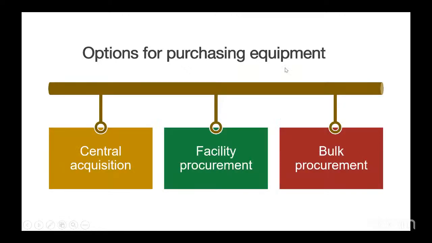Now, what are the options for purchasing an equipment? Equipment can be purchased through central acquisition. There are some organizations that purchase centrally, so they have a central store where the equipment is purchased, or a ministry where it's purchased and distributed to the facilities. We have facility procurement, whereby your facility procures that equipment. We have bulk procurement, where they are bought in set numbers of, let's say, 5, 10, 15, depending on the use, and distributed to that organization.